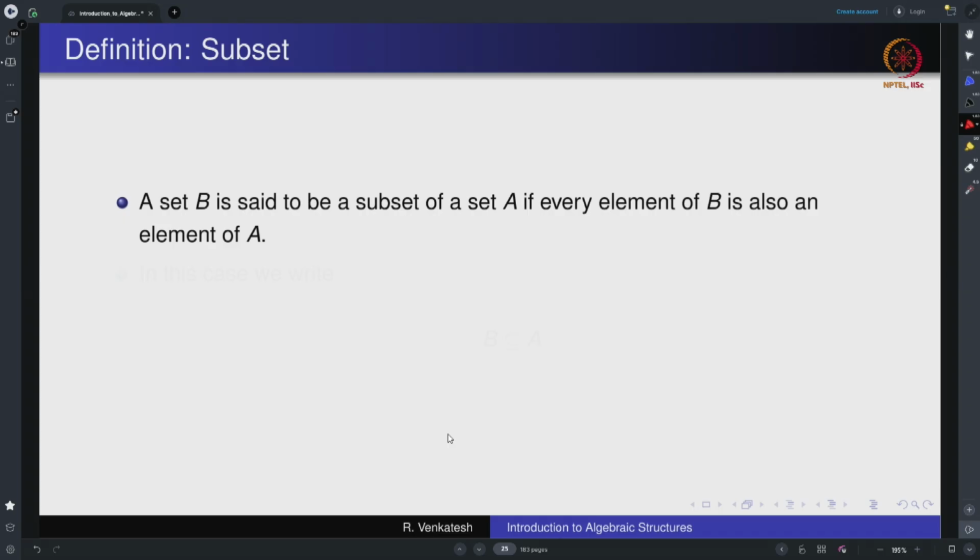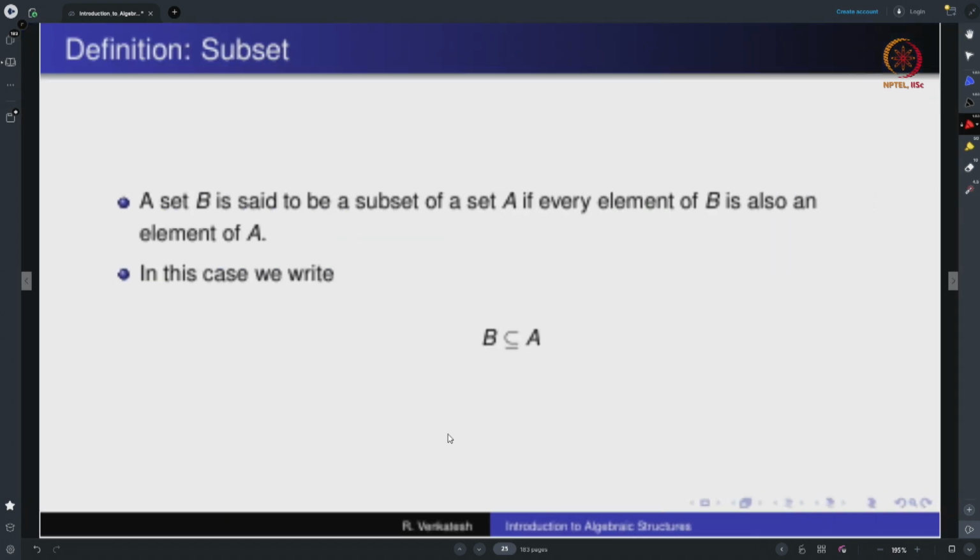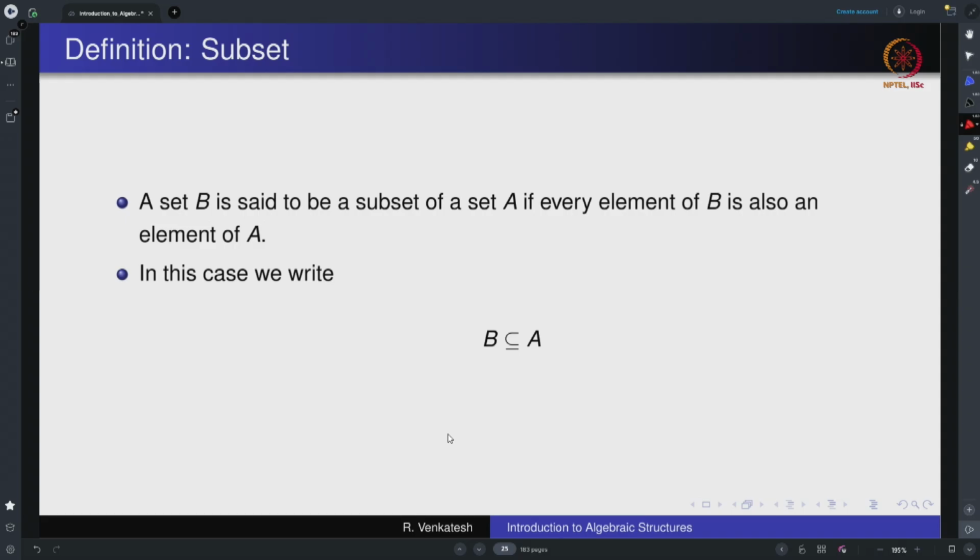Now, we can define what is a subset. We call a set B a subset of a set capital A if every element of B is also an element of capital A. In this case, we just write B is a subset of A.